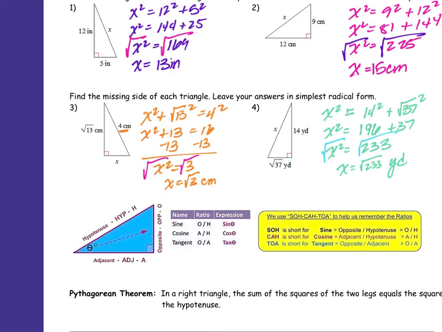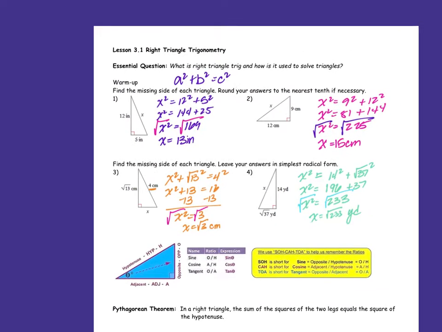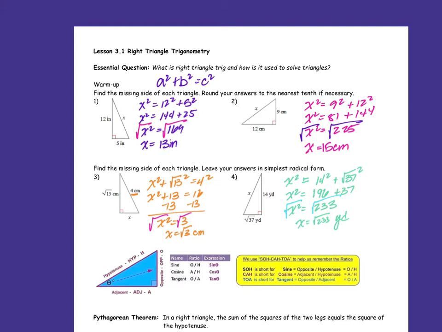Okay, we are going to talk about that again today, but we are starting our, as I go back up to the top, I should have maybe put the warm up at the top, but that's okay. We're starting our right triangle trigonometry unit. Our first lesson in there is right triangle trig.